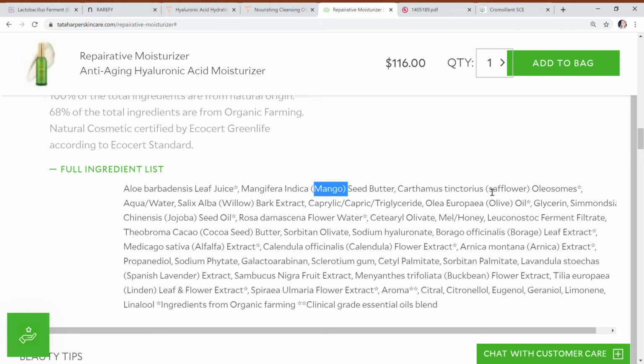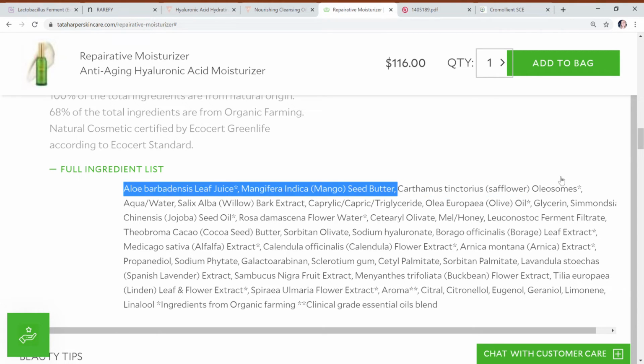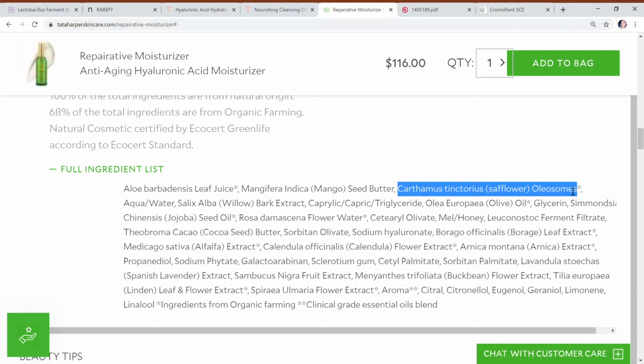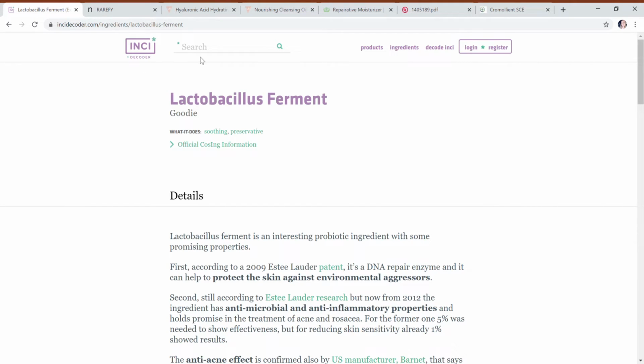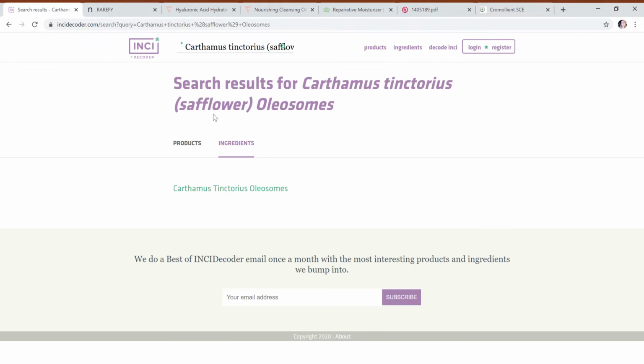So the next ingredient here is safflower oleosomes. Safflower oleosomes are a pretty cool ingredient because they are not only an emulsifier, but they are a time-released moisturizing ingredient. So they release moisture to the skin over several hours.